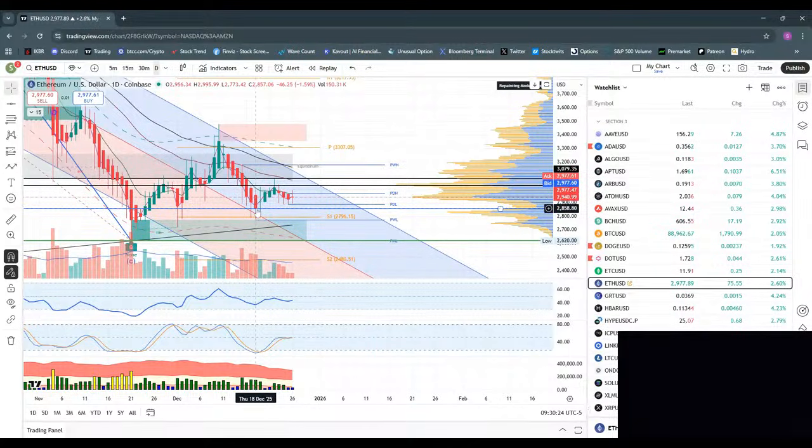This area you need to monitor, 2858. The closing of this candle was 2857.06 right here. When I bring the cursor on the candle, the closing is shown here. So I bring the cursor here, 2857.06. As long as 2857.06 is maintained, Ethereum is bullish. Once we lose that point, it's gone.